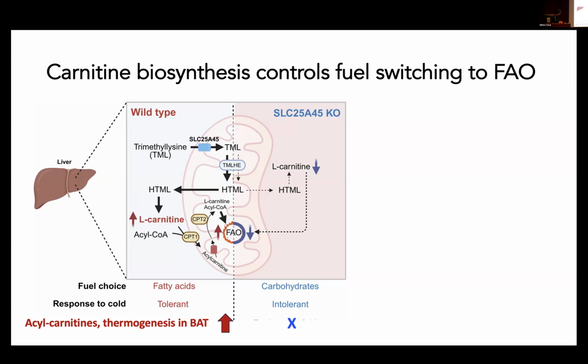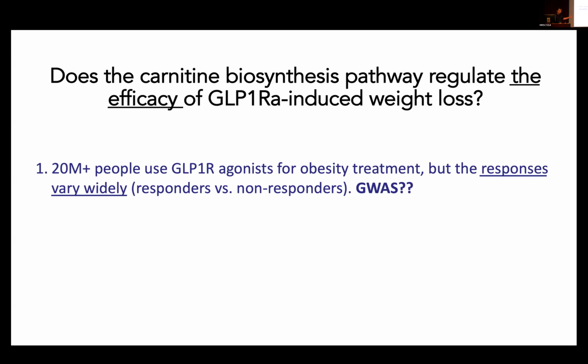Immediately, of course, GWAS started. One paper came last year, another one came this year. The only gene they found was the GLP-1 receptor itself. Okay, so it makes sense, right? That means the rest we don't know. So we still don't know what makes the difference.